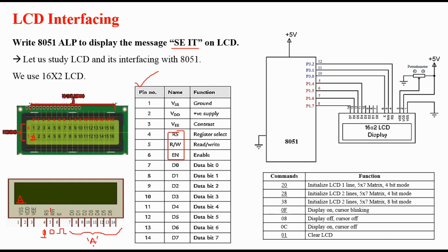In the same way, when we are sending data, the RS pin should be 1, RW bar should be 0, and the moment we toggle this enable pin, the A will get latched inside this LCD, and A will get printed. So this is the function of all those pins.